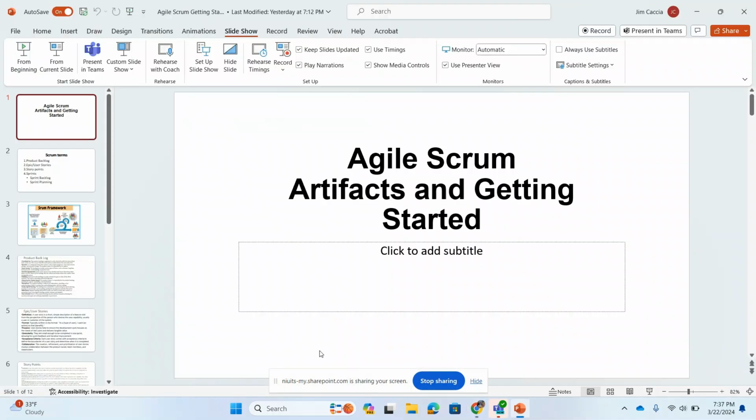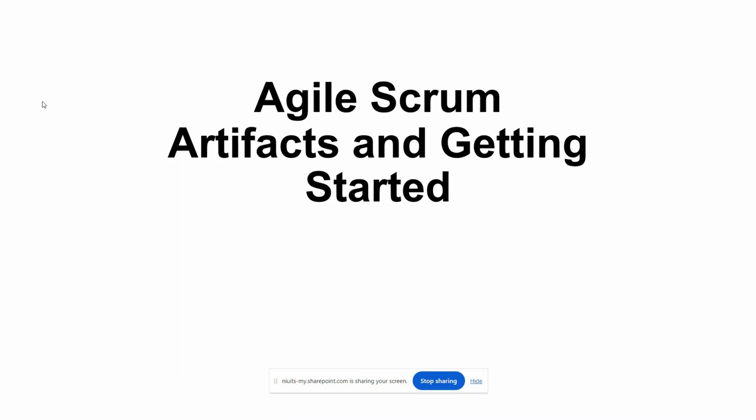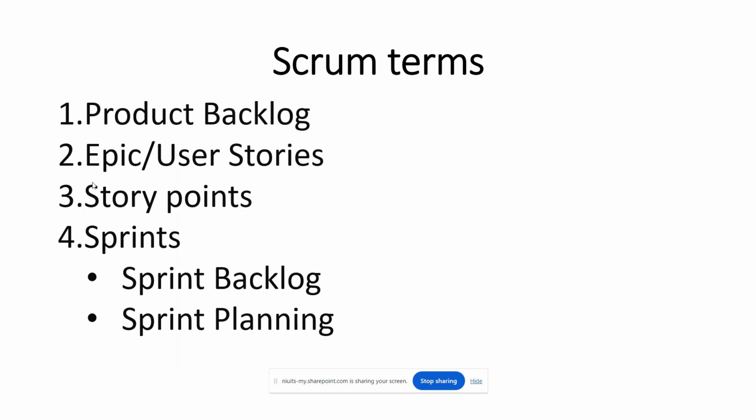So, we're going to talk about getting started with Scrum projects and some of the artifacts around it. So, let me start the slides here. And first, I just want to go over some common Scrum terms. We're going to be talking about most of these during the lecture, but wanted to kind of go over them.